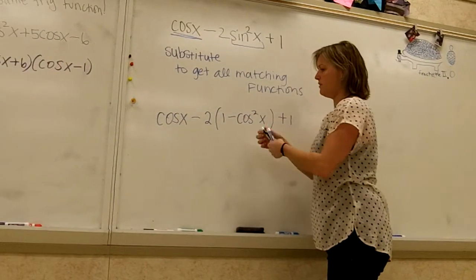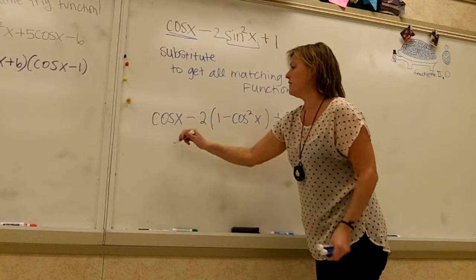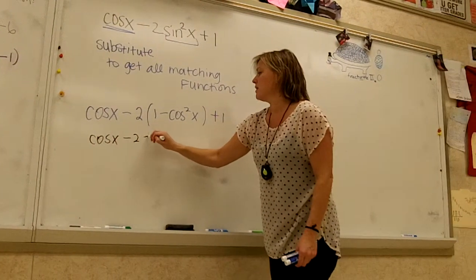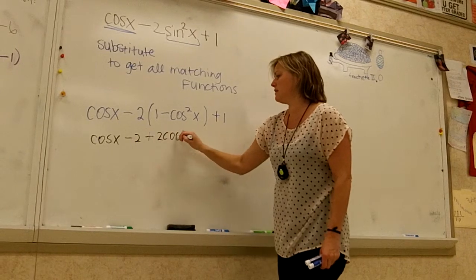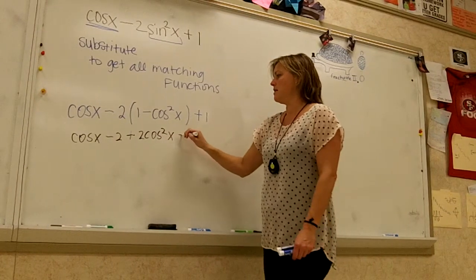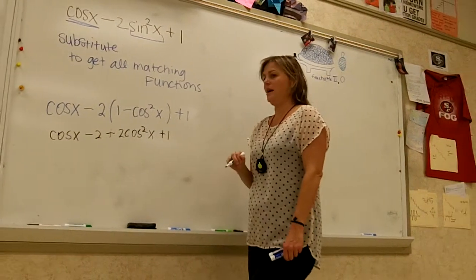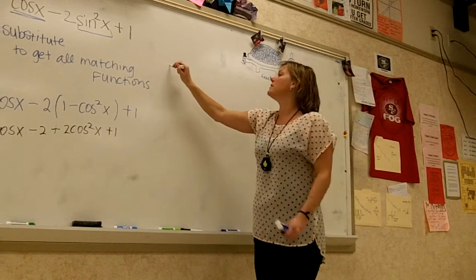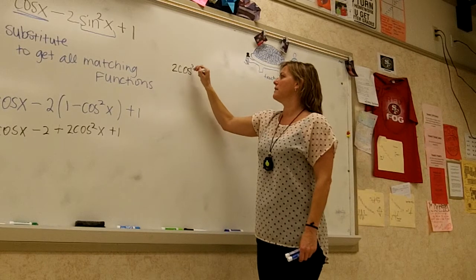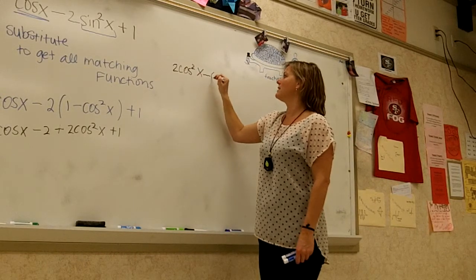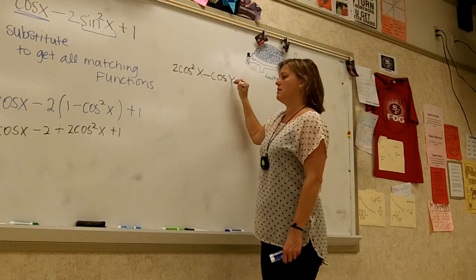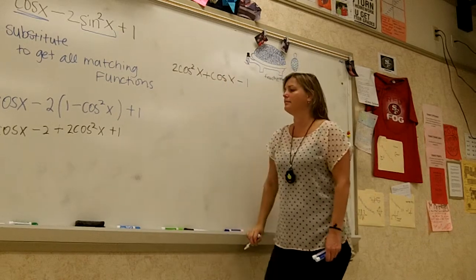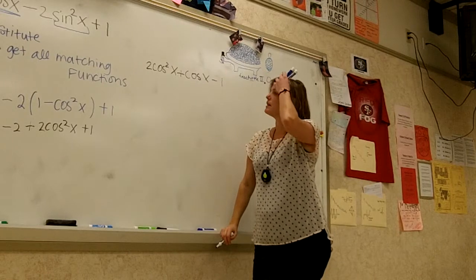So I'm going to distribute through the negative 2, so I get cosine x minus 2 plus 2 cosine squared x plus 1. And then I'm going to rewrite that as 2 cosine squared x minus cosine x minus 1, plus cosine x. So I combine like terms.